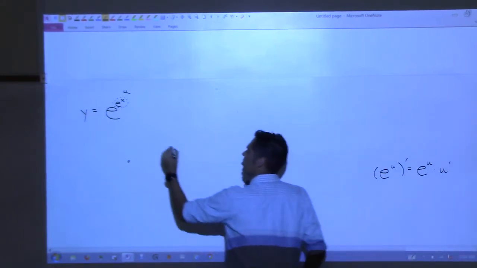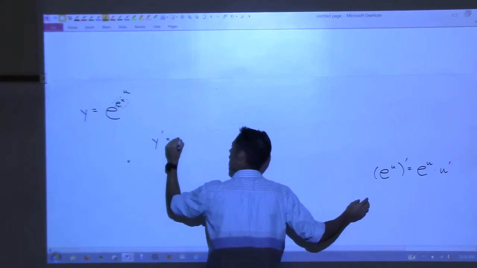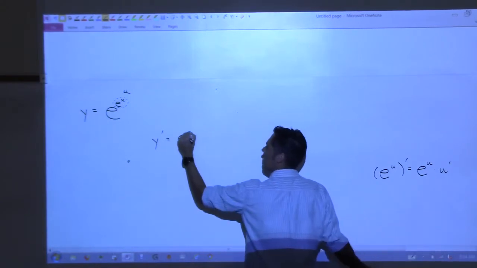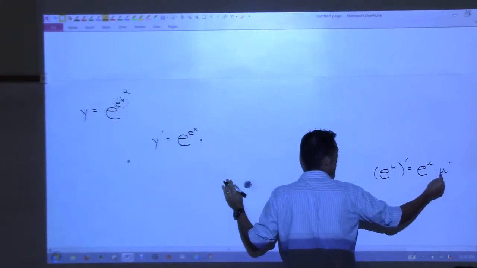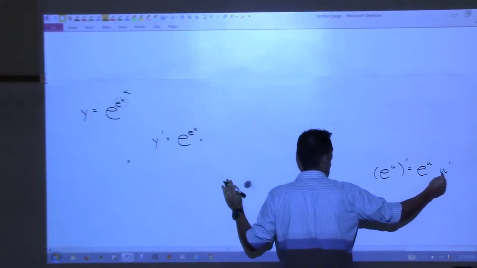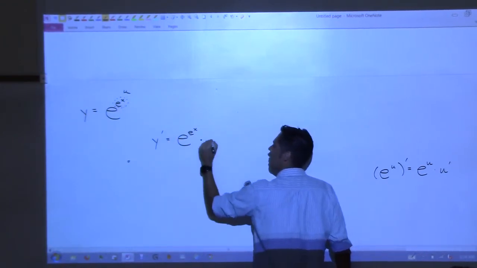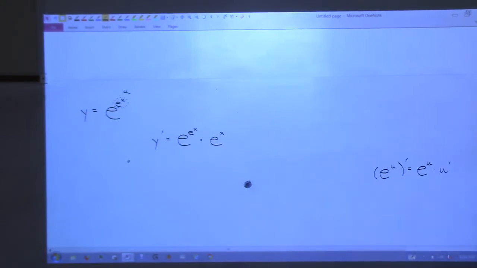All right, so the derivative of this should be e to the u, so just to repeat itself, right? e to the e to the x times now the derivative of the u, the derivative of what's up there. And what's the derivative of e to the x? e to the x. So it's e to the e to the x times e to the x. That's the derivative.